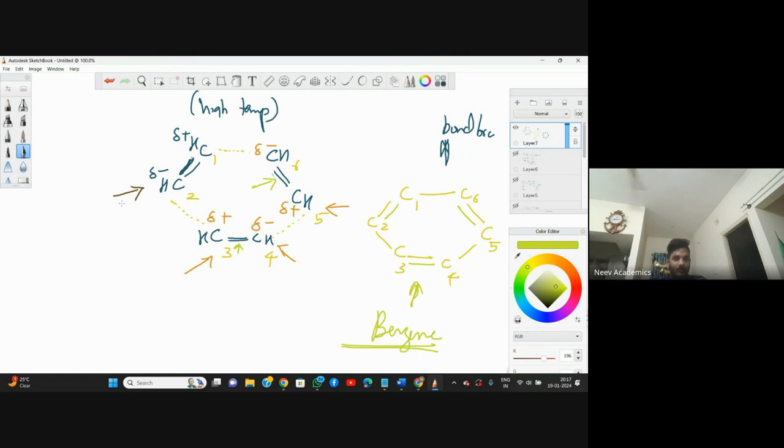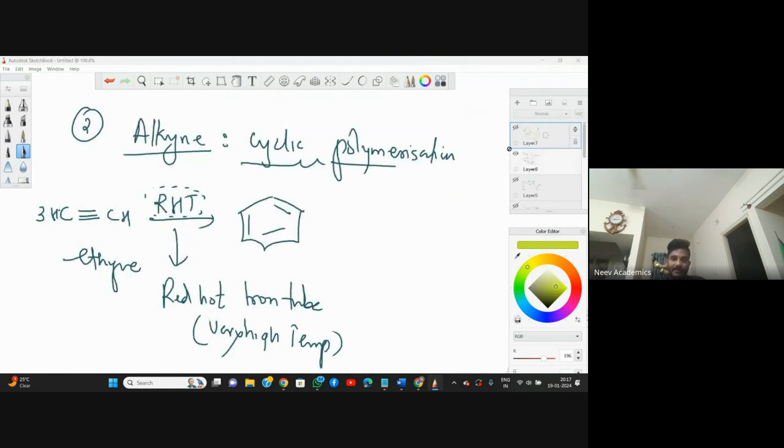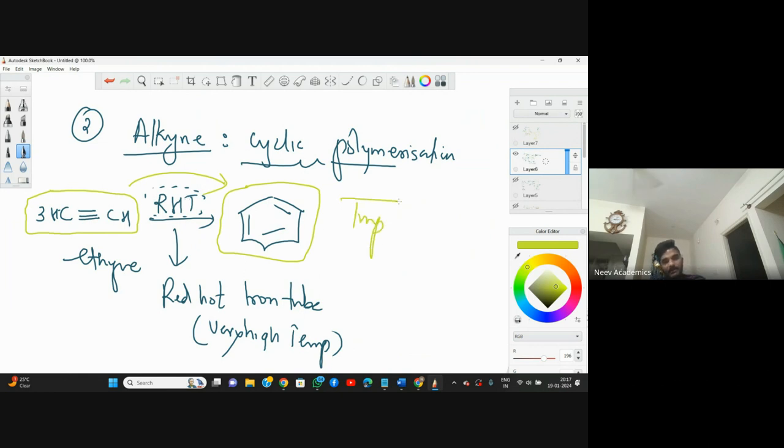So no need to go for the mechanism from an exam point of view, but try to remember this reaction, which is very important, because you have already studied in the chemical properties of alkane how to produce benzene, and now you are studying the methods of preparation of benzene. You understand, this reaction compared to soda lime for the preparation of benzene is a little more important from the exam point of view. Understood?